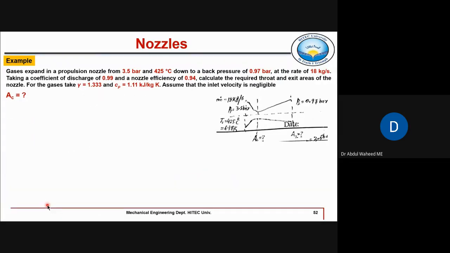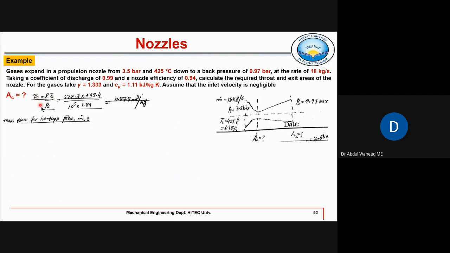All right. So now we can find out the critical area at the throat. So for the critical specific volume, R is known, which we saw on the last slide, the specific gas constant, and P critical. So we can find out V critical.